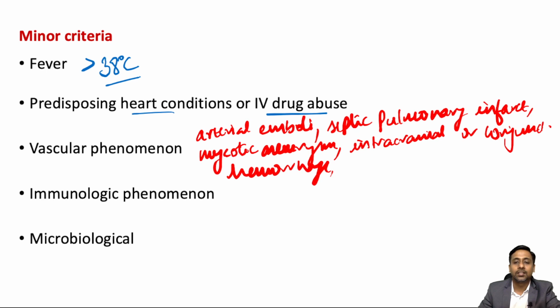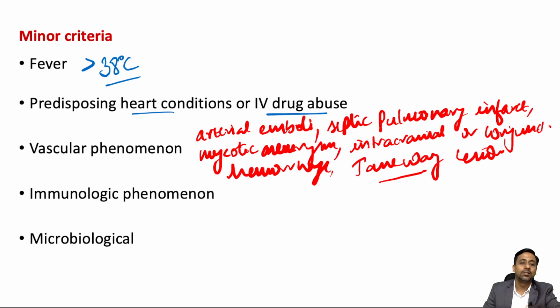Apart from this, a characteristic lesion called Janeway lesions. What is a Janeway lesion? Janeway lesions are non-tender erythematous macules or hemorrhagic macules on the palms. They may be present on the palms, they may be present on the soles. So Janeway lesion is a characteristic vascular phenomenon which is considered a minor criterion.